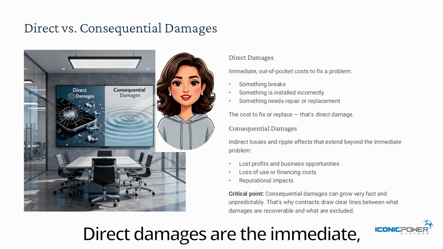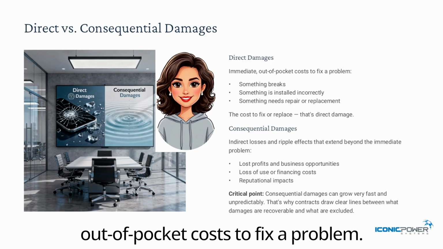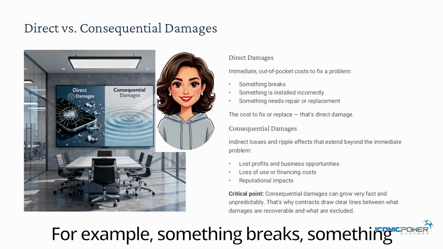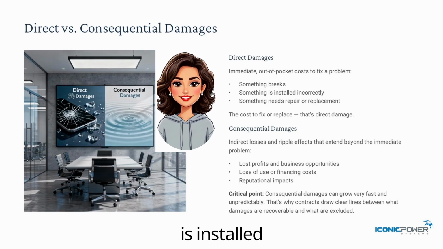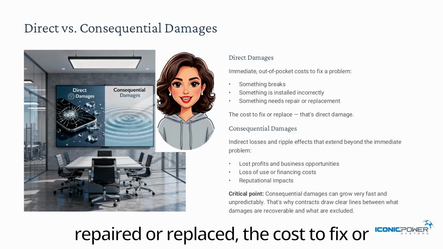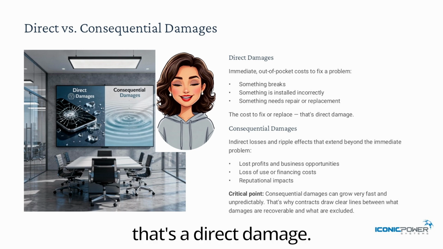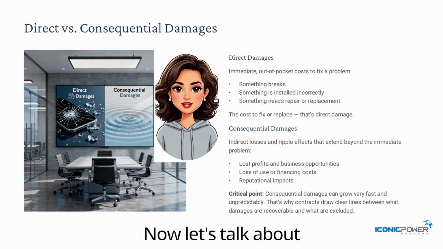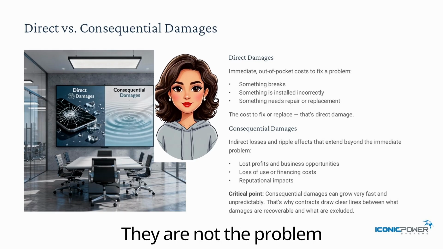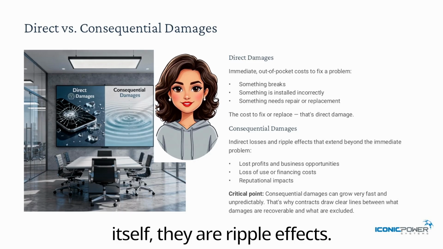Direct damages are the immediate, out of pocket costs to fix a problem. For example, something breaks, something is installed incorrectly, something needs to be repaired or replaced. The cost to fix or replace that thing, that's a direct damage. Now let's talk about consequential damages. Consequential damages are indirect losses. They are not the problem itself, they are ripple effects.